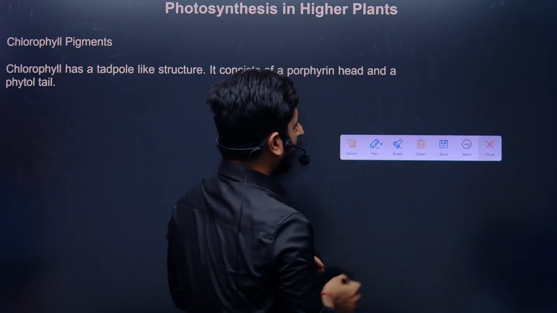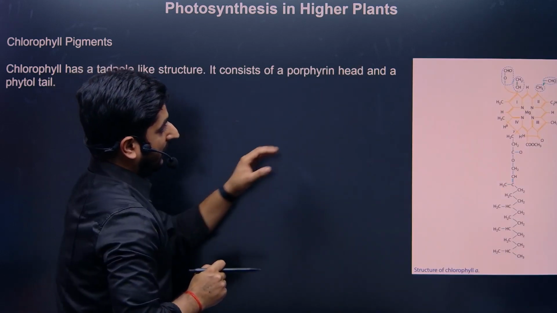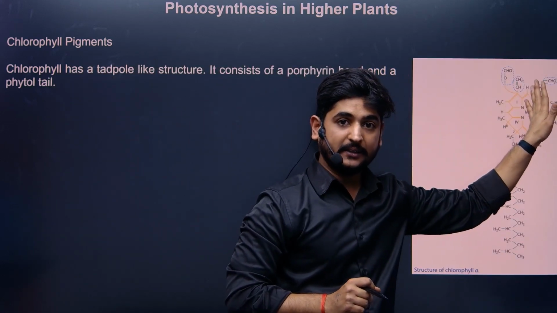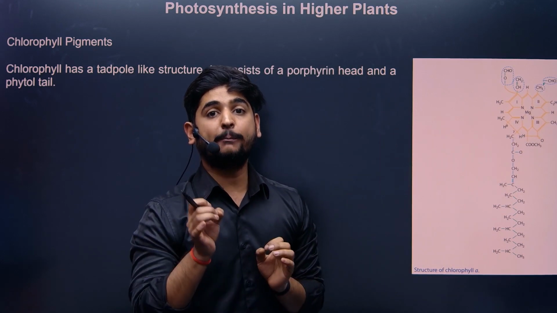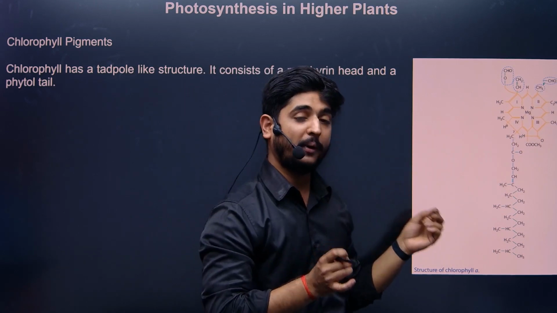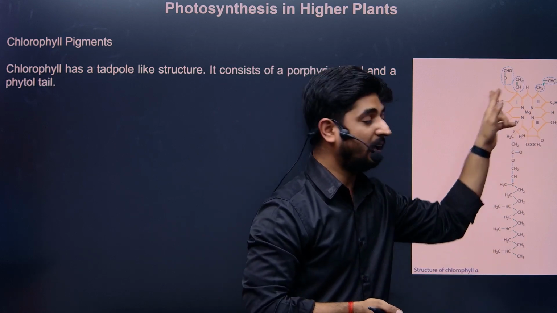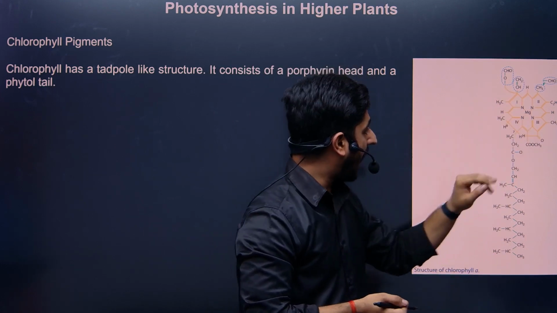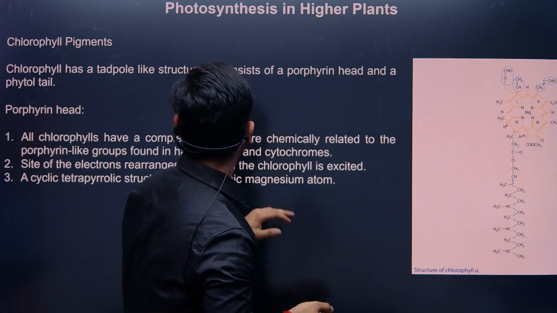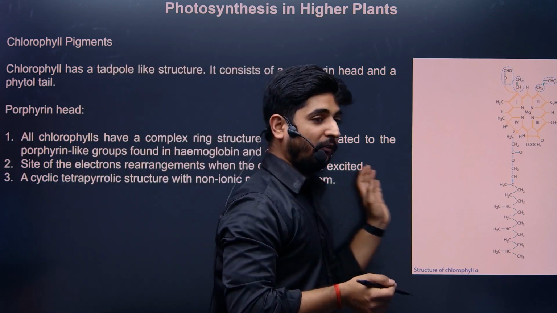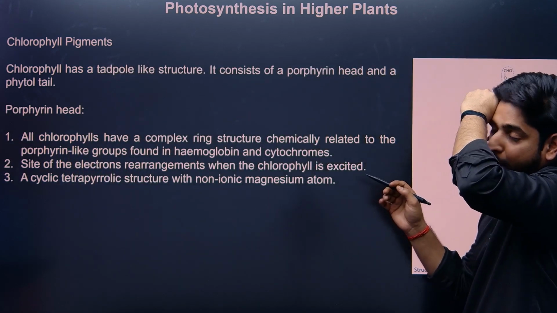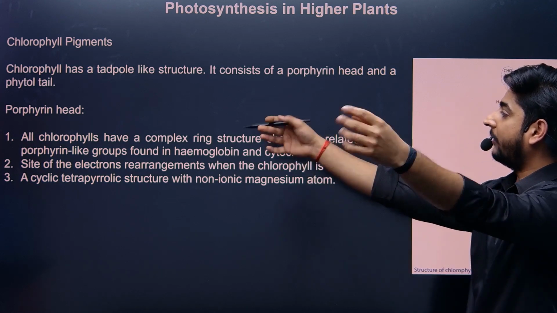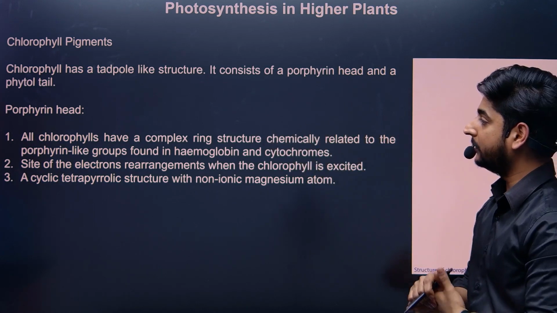So let's look at the diagram. This is the porphyrin head. It contains 4 rings. This is otherwise known as a tetrapyrrolic cyclic structure containing 4 pyrrolic rings, and there is a phytol tail. They say that chlorophylls have a complex ring structure chemically related to the porphyrin-like groups found in hemoglobin and cytochromes.